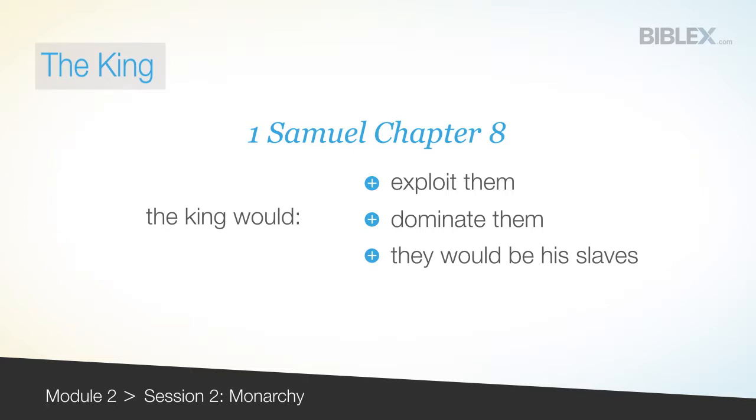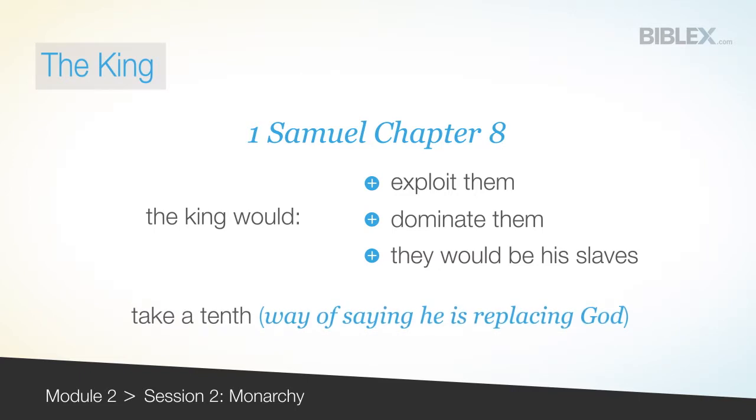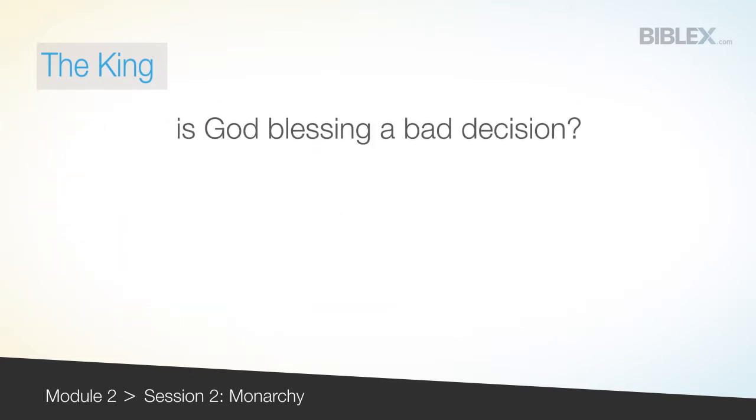In 1 Samuel chapter 8, verse 17, Samuel writes that the king would take 1/10 from the Israelites, the tithe set apart for God, as a way of saying he is replacing God. However, despite these warnings that you saw come to pass in your reading, the people still demanded Samuel appoint them a king. Why then, if God is opposed to the Israelites having a king, does he tell Samuel to seek out a particular person and anoint them? Is God blessing a bad decision? A decision he is opposed to?